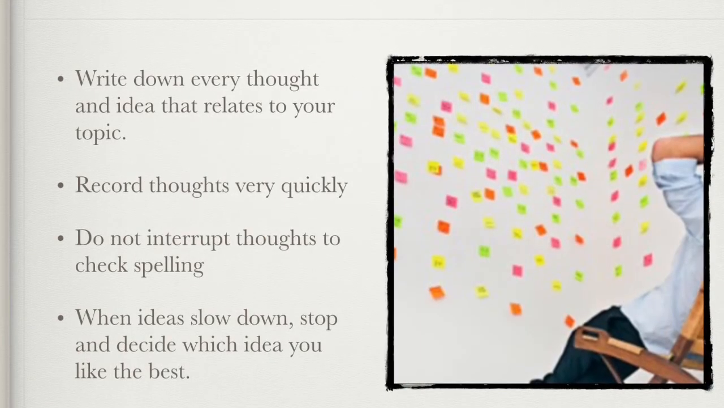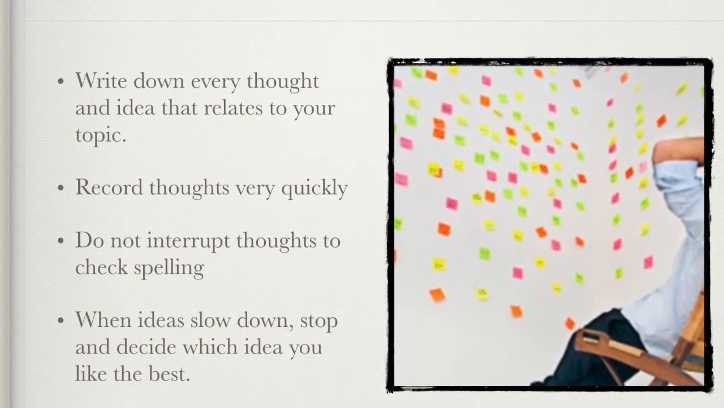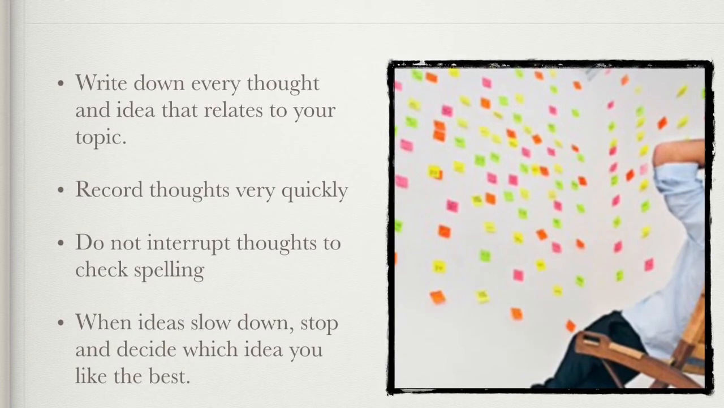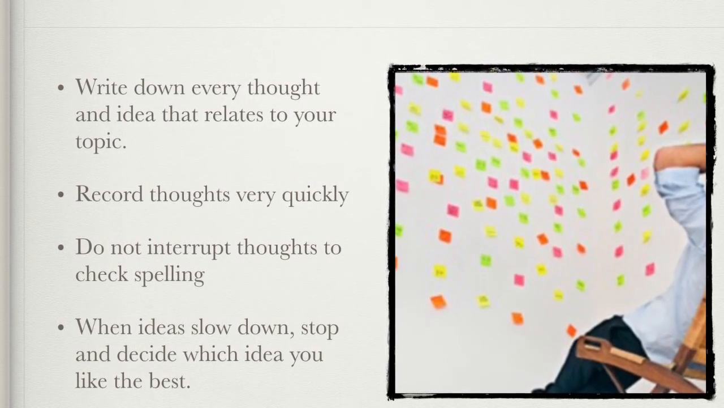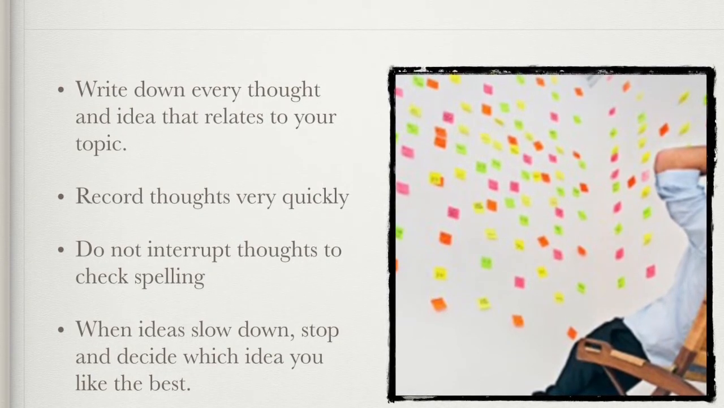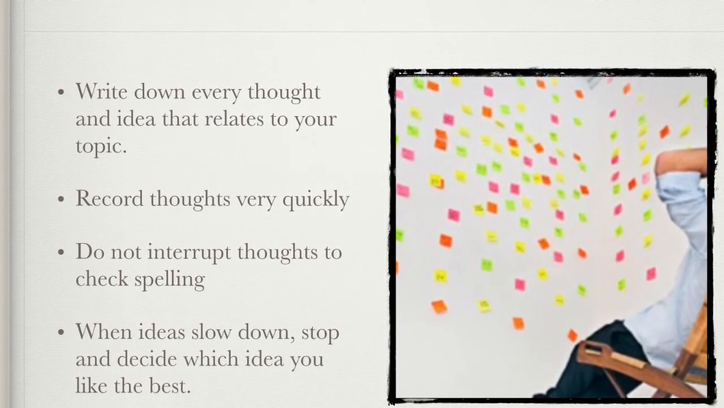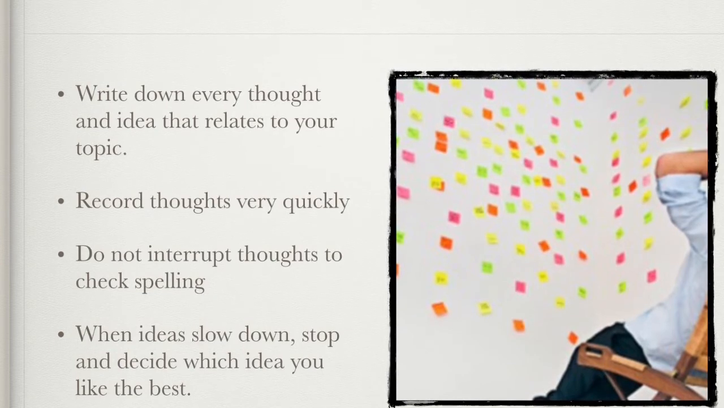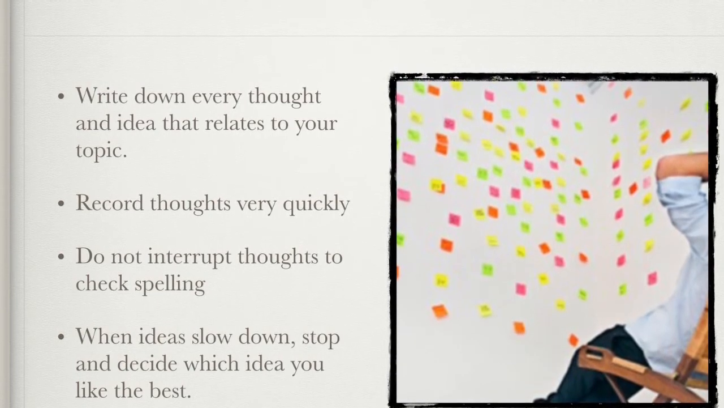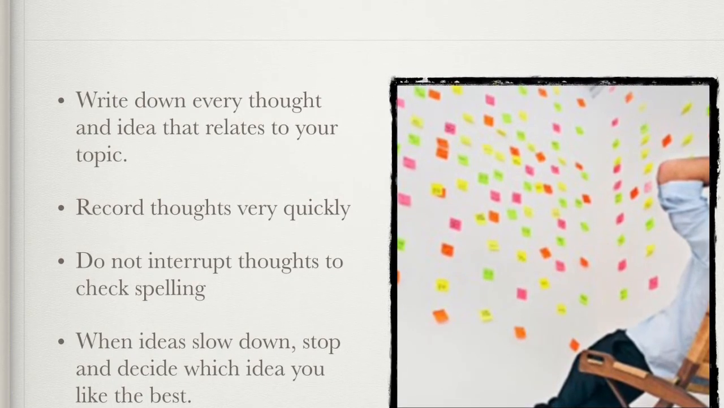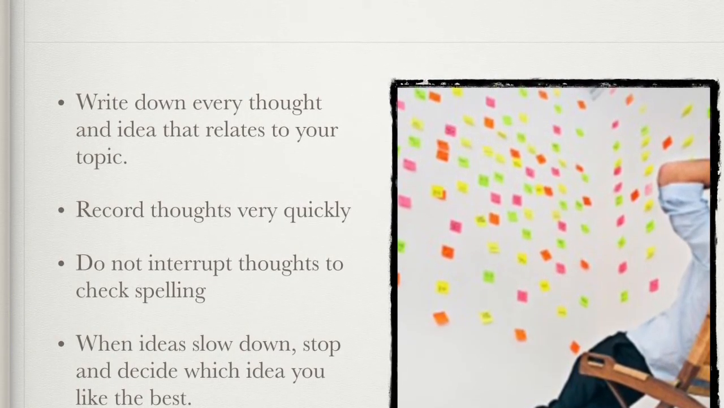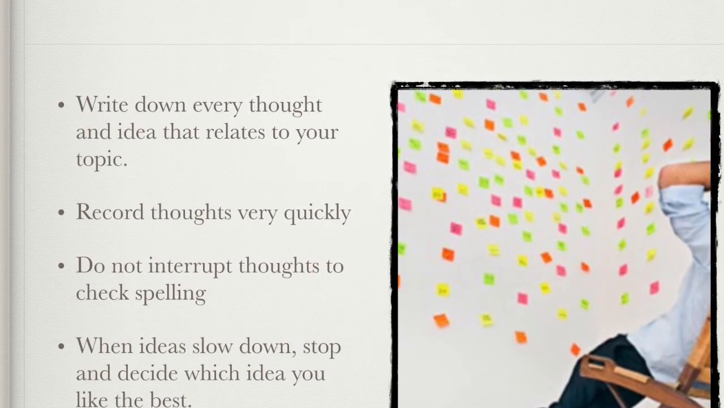Alright, now you know what brainstorming is and why we do it, so here is the last and the most important part. How do you brainstorm? The first thing you do when you brainstorm is you write down every thought that comes to mind that relates to your topic. Could be a good idea, could be a bad idea, just write it down. And then you want to also remember to record these thoughts and ideas very, very fast. You don't want to stop because you want your brain to keep moving so you can get every idea on the page.